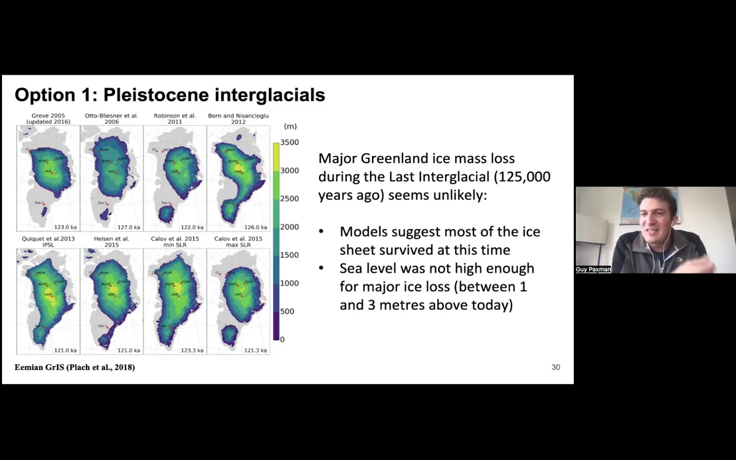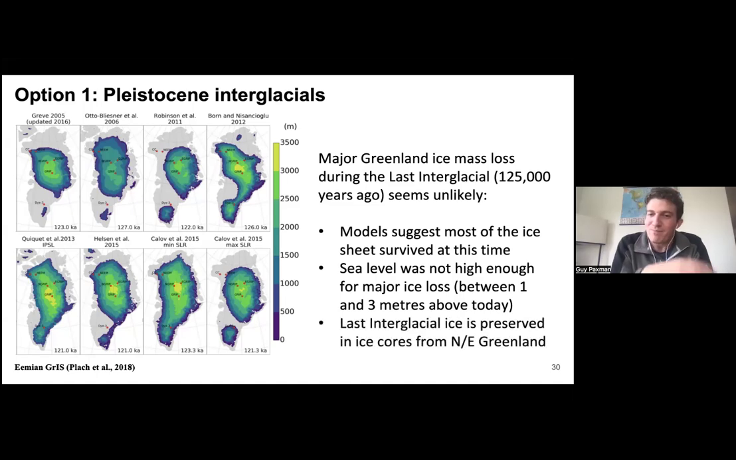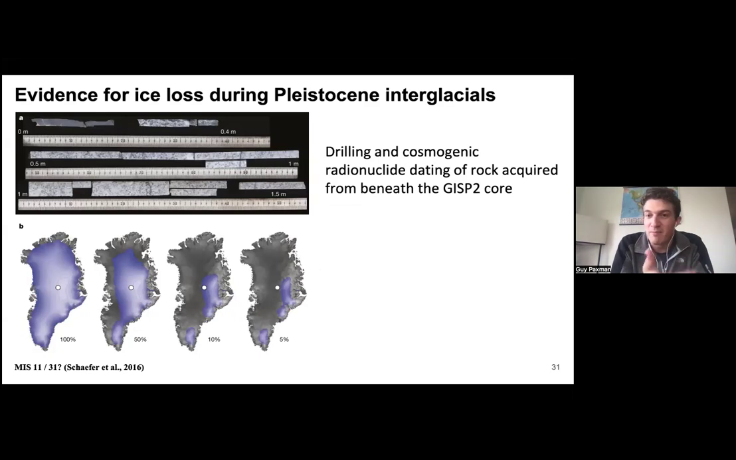And I think generally speaking, sea level records for the Eemian probably imply there wasn't enough ice mass loss at this time either. We would need at least probably 7 meters from Greenland to make that work for the modeled ice sheets we're looking at. And we don't really see any evidence for that at this time. We also do see some last interglacial ice preserved in ice cores in parts of the north and east of Greenland, which implies that ice persisted in those areas at that time. So I think we can fairly safely rule out the Eemian.